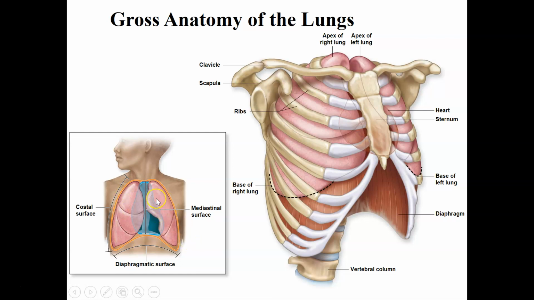The left lung is a little bit smaller, and that's because this space here is taken up by the position of the heart. The heart is mostly to the left of the midline. One other feature I forgot to mention is the base rests on the diaphragm.